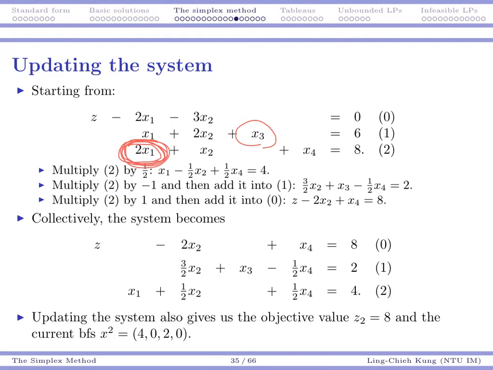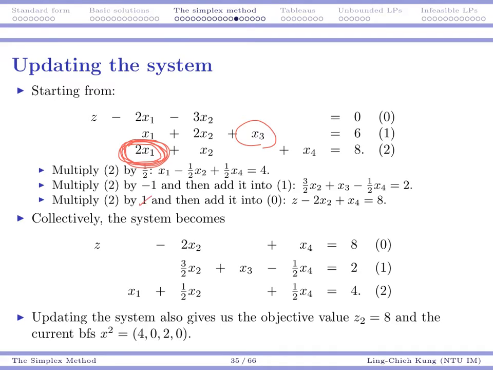Okay, so now what should we do? We want to make this number become 1. So we're going to multiply row 2 by 1/2 to get this particular format here. Okay, that's a row operation. And then multiply the second row by -1 and then add it to the first row. That's going to remove this particular x1. And all other values will change at the same time, of course. And finally, we want to remove this particular negative 2. So we're going to multiply constraint 2 by 1 and then add it to the zeroth row.